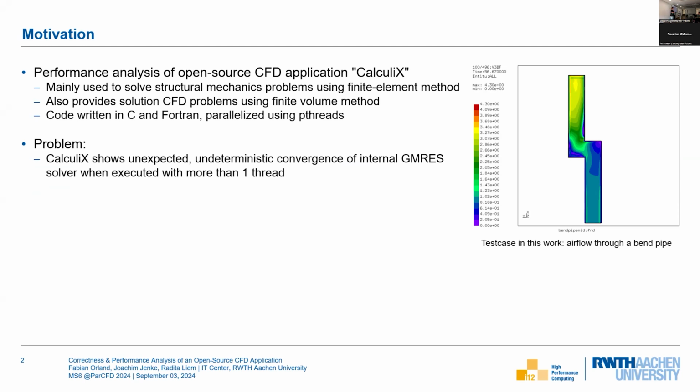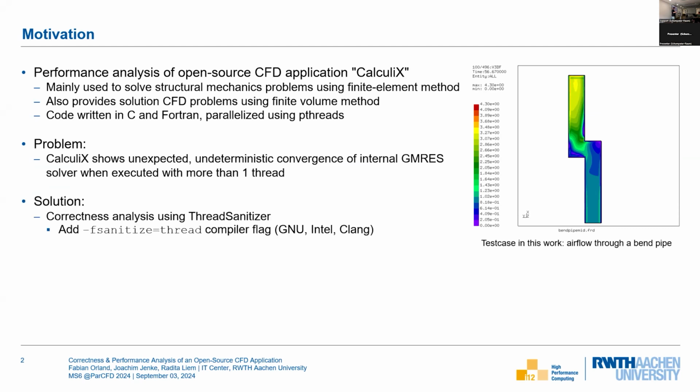And we were wondering, okay, why is that? We had a look into the code and we did not find anything regarding something like random number generation or anything that would explain why the code behaves nondeterministically. So our solution was, okay, we have to perform a real correctness analysis using, in this case, ThreadSanitizer, which you can easily enable for your own codes as well.